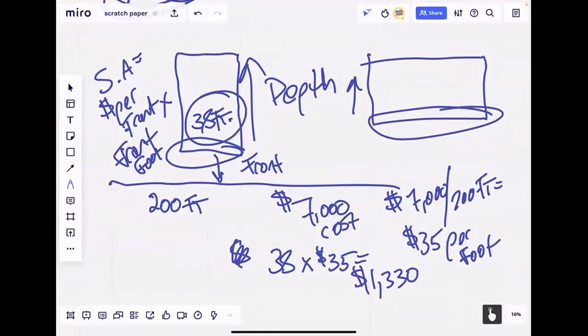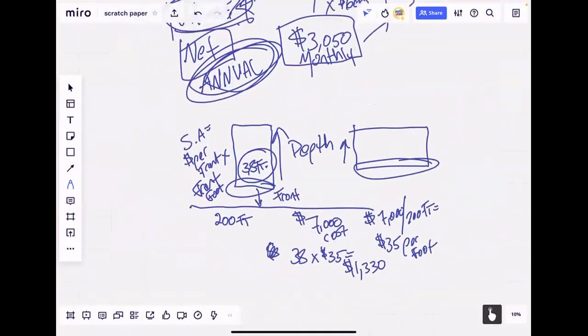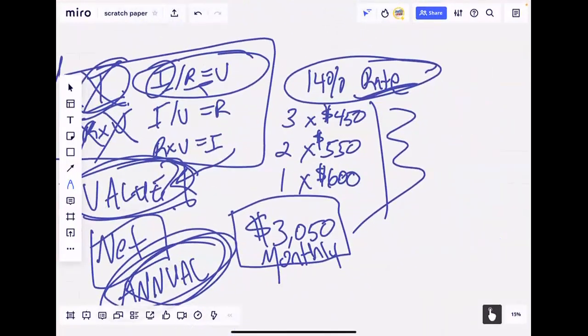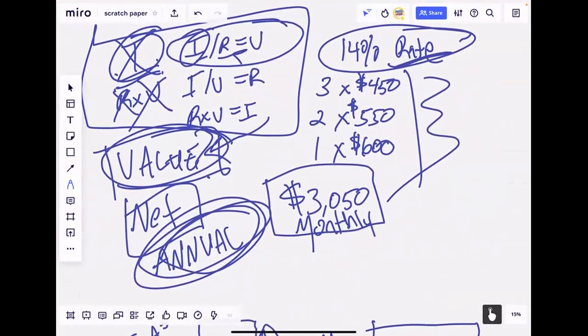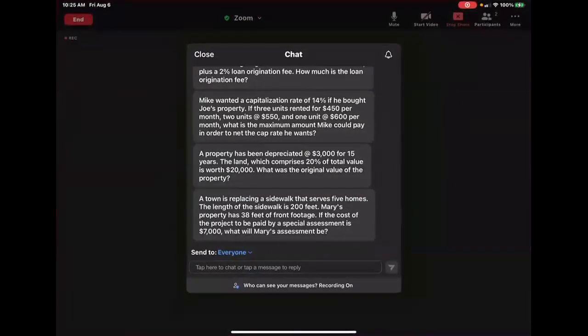Names, I think, throw me off. Like they tell me Rocky Road Construction Company did this and built that. Nope. Just give me the numbers. This one, Mike bought Joe's property. No. Give me the numbers. Do you notice how I didn't do that? This is a much easier question than Mike wanting a capitalization rate if he bought Joe's property. Do you see what I'm saying?